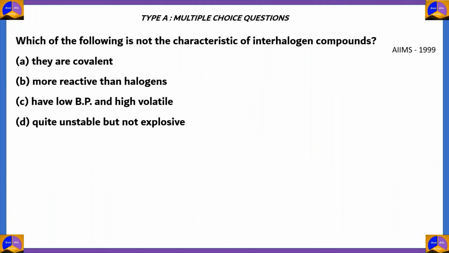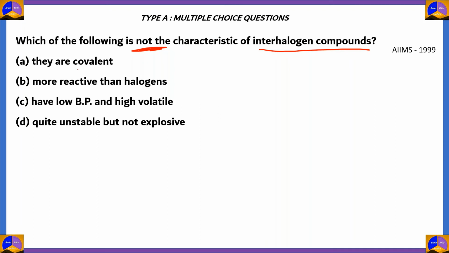Let's come to the final question of this episode. Which of the following is not the characteristic of interhalogen compounds? They are covalent, more reactive than halogens, have low boiling point and highly volatile, quite unstable but not explosive. So we need to find out which of these statements is true and which of these is false. The false statement will give us our correct answer. Let's look at statement number 1.